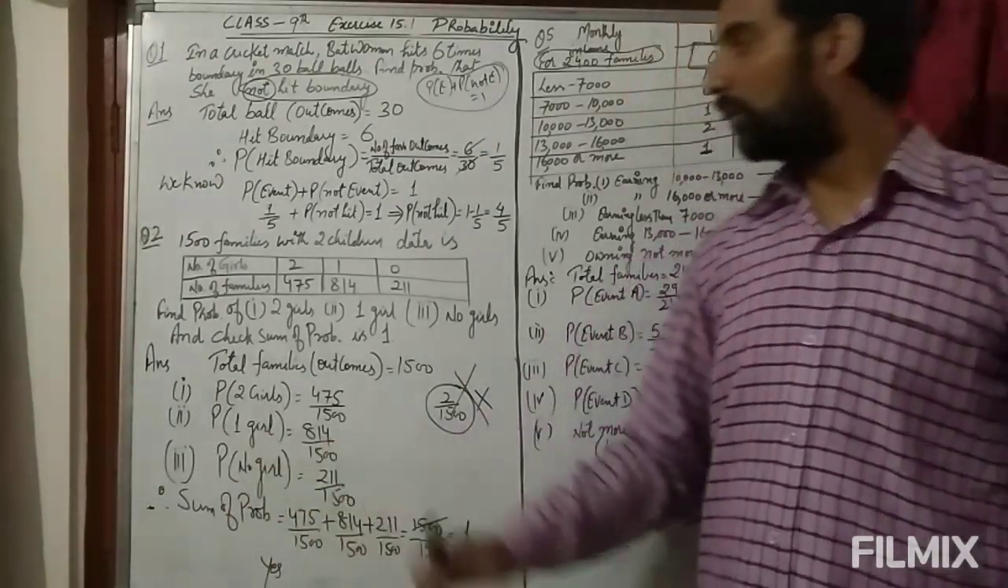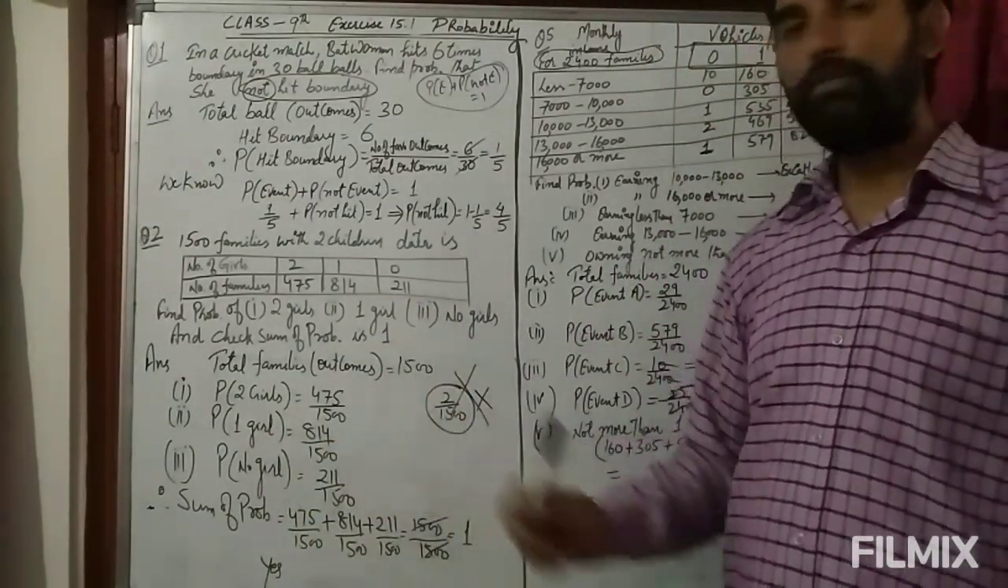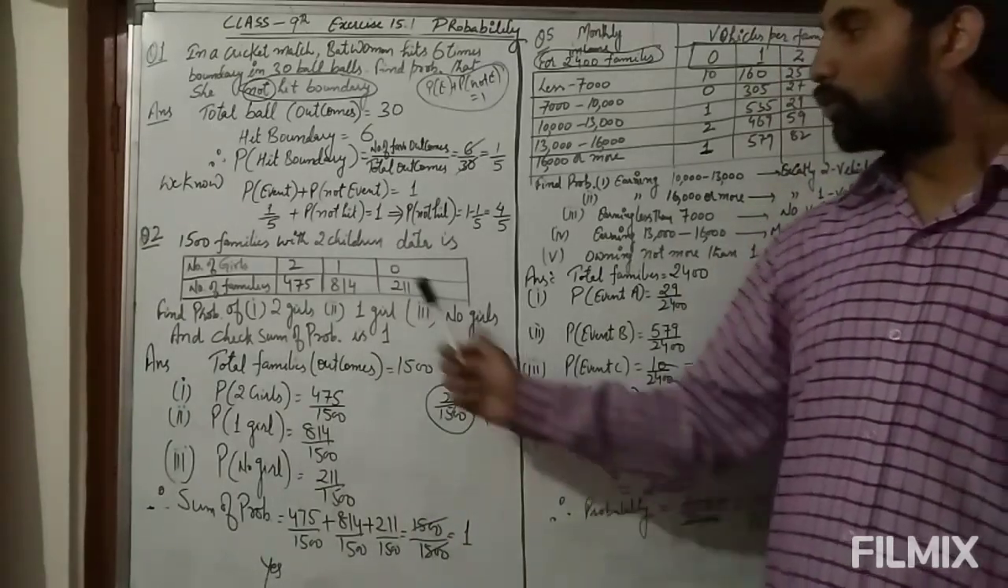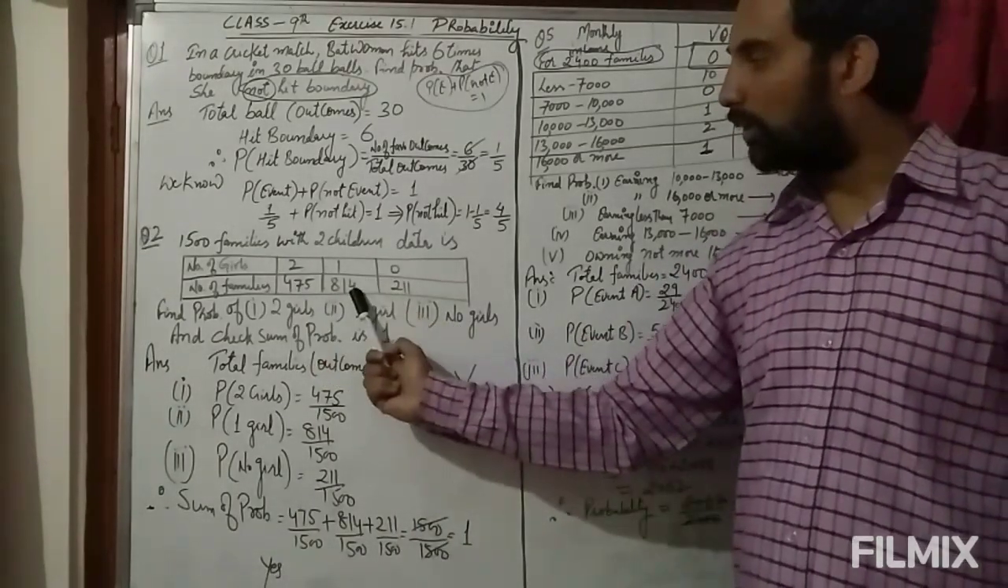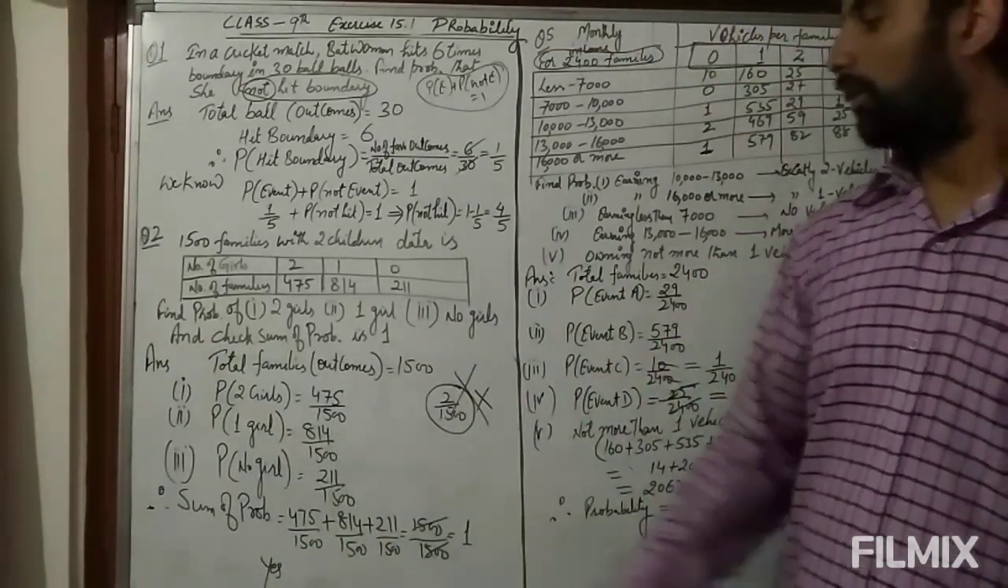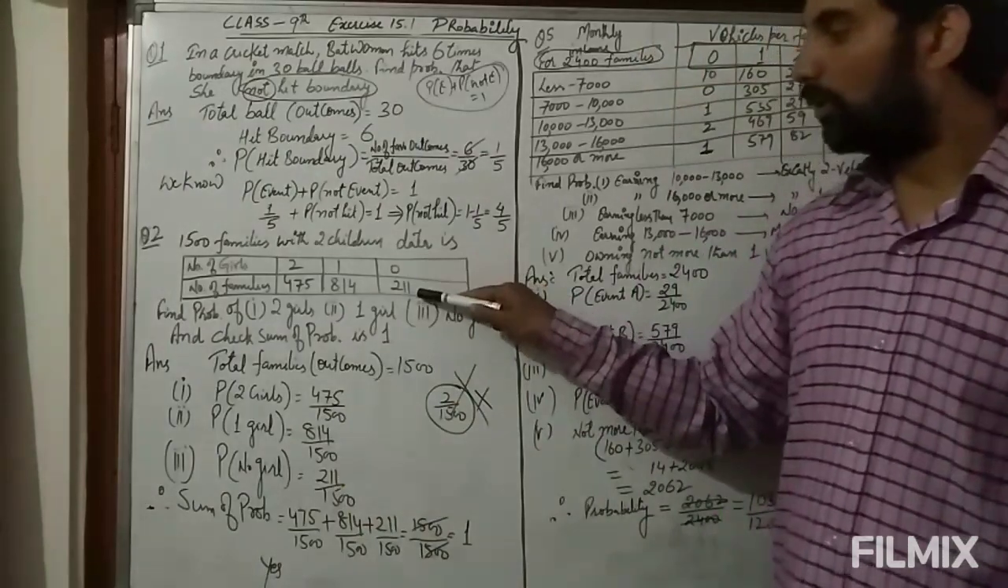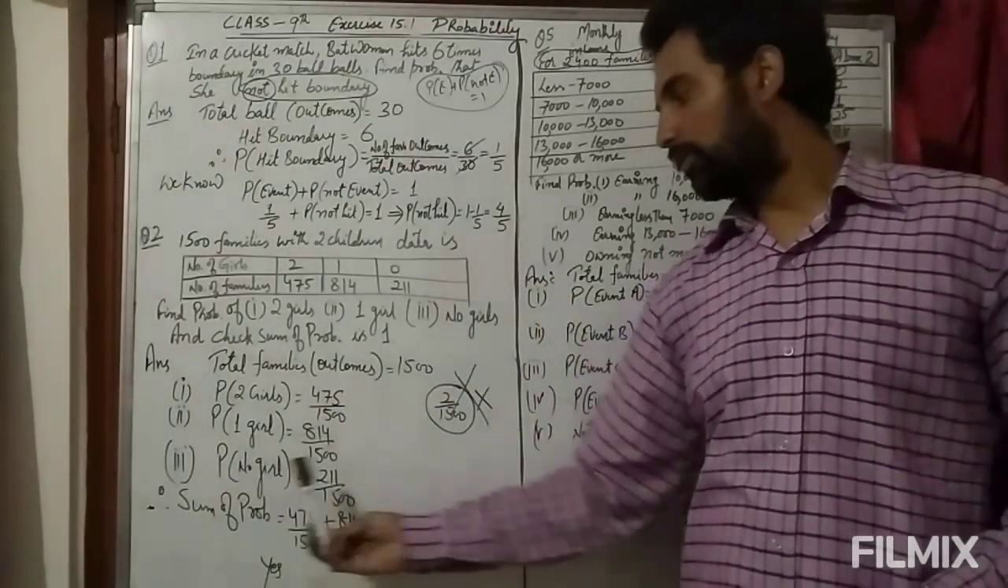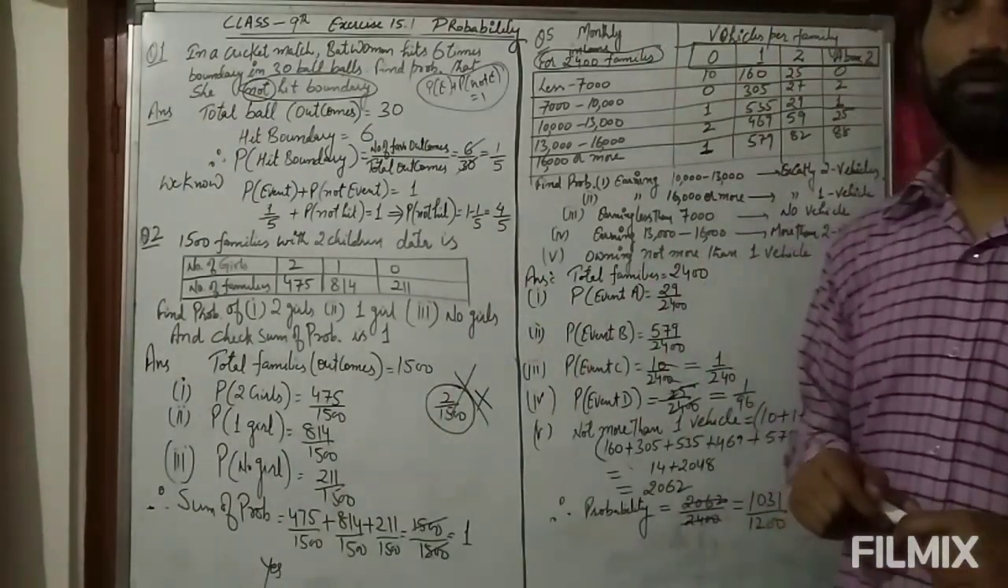In the same way for 1 girl, again students will write 1 upon 1500, which is wrong. So how many families have 1 girl? That is 814 divided by the total 1500. And for no girls, we have 211 families. So the probability is 211 upon 1500.